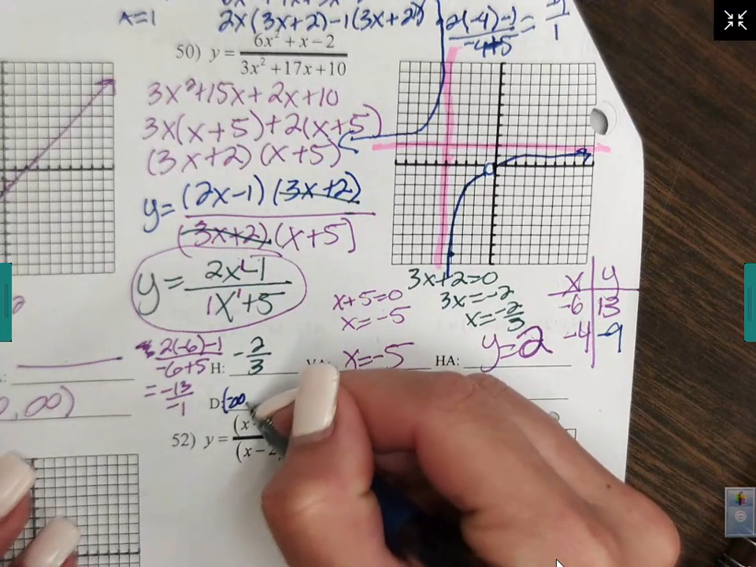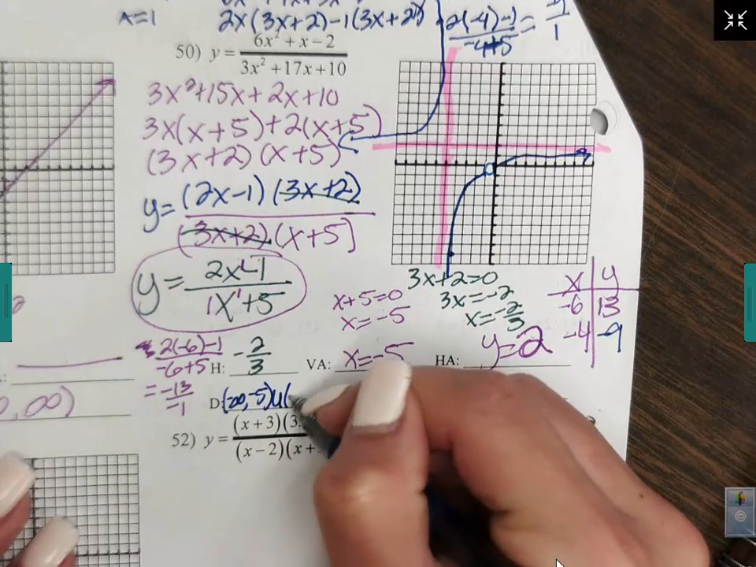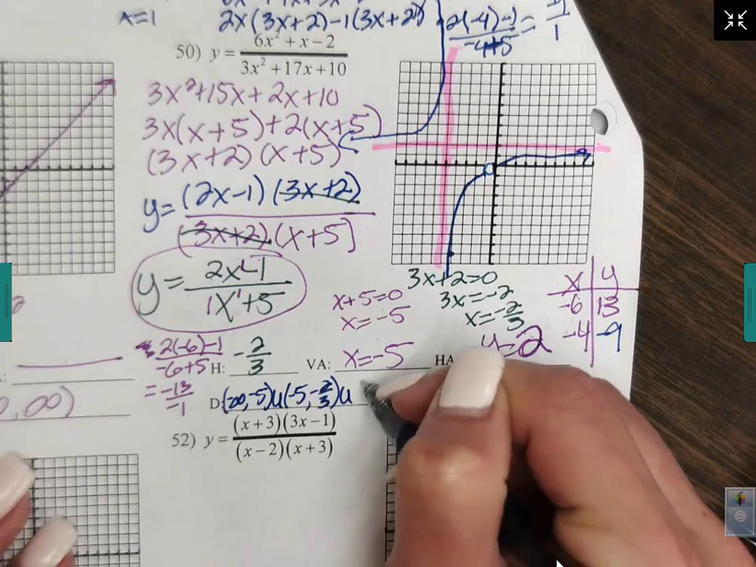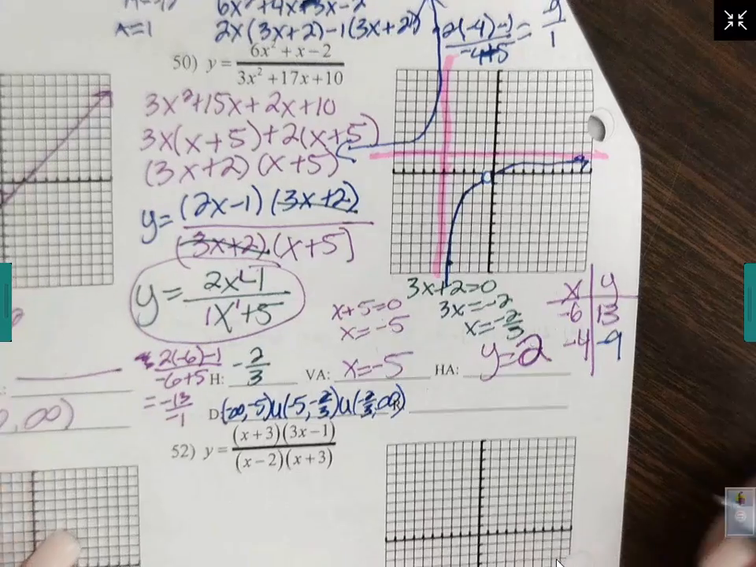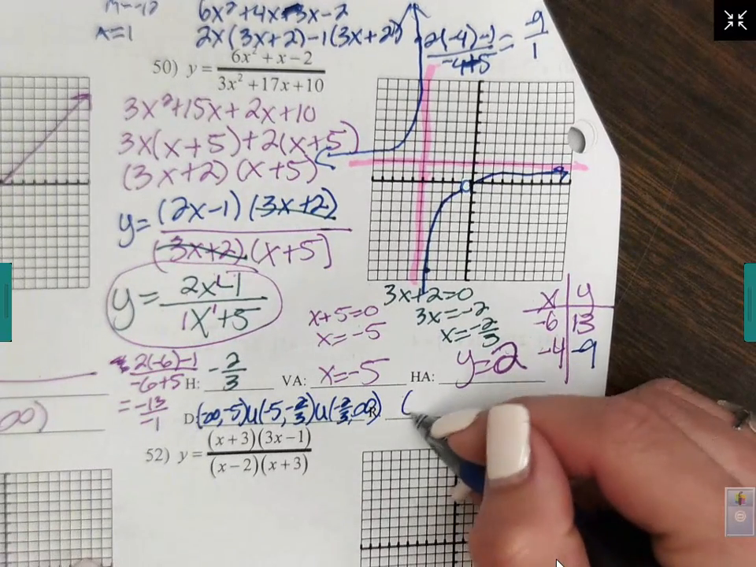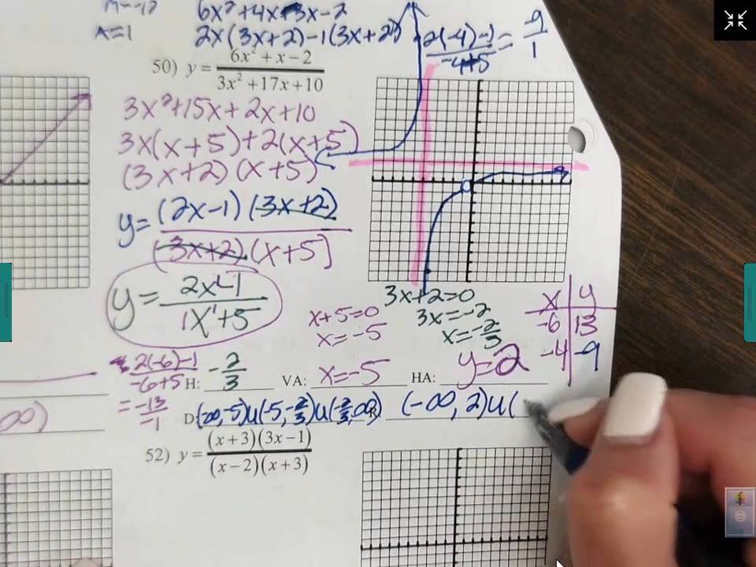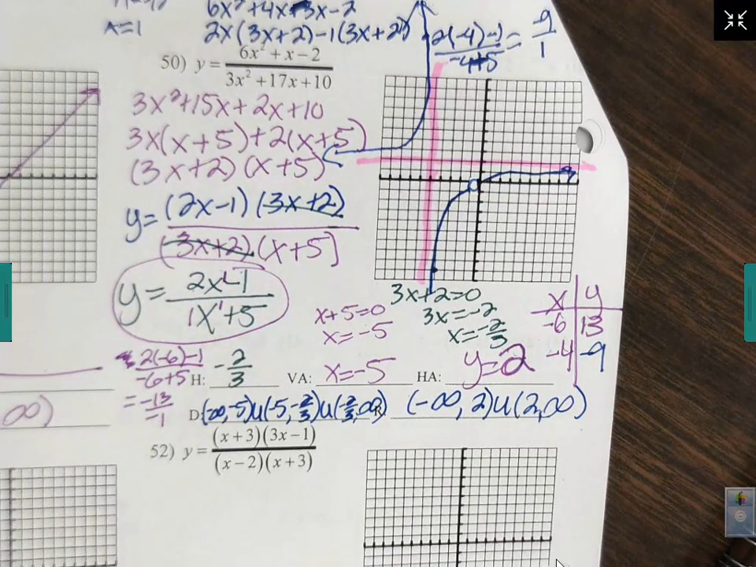Negative infinity to negative 5. Negative 5 to negative 2/3. And negative 2/3 to infinity. The range would be negative infinity to 2, and then 2 to infinity. Any questions?